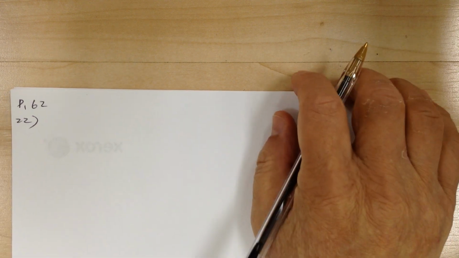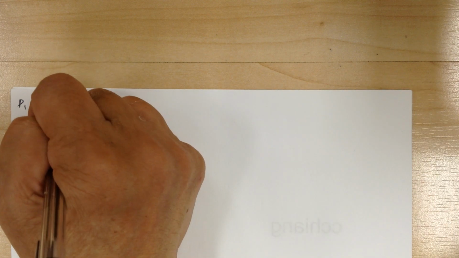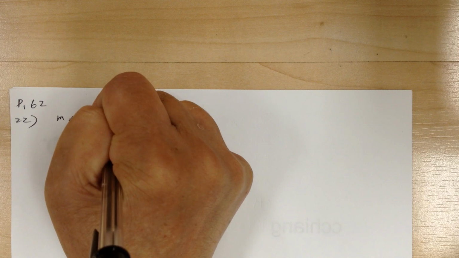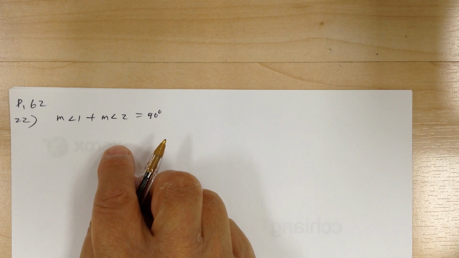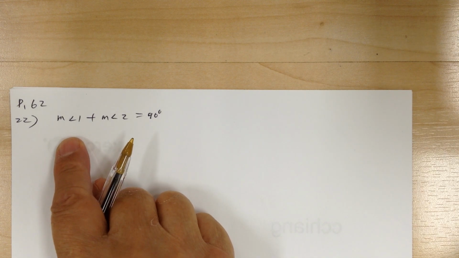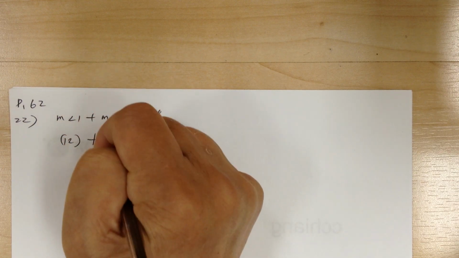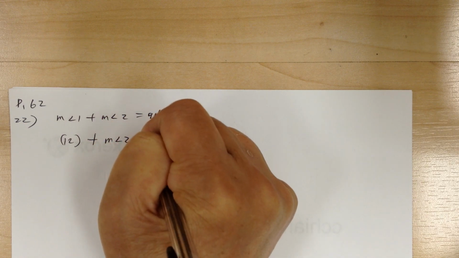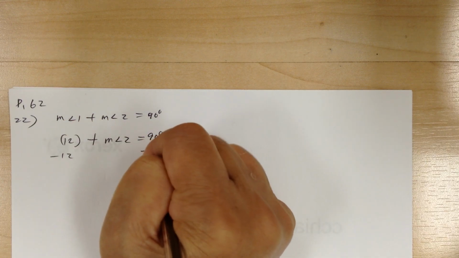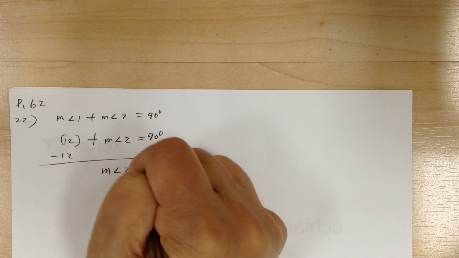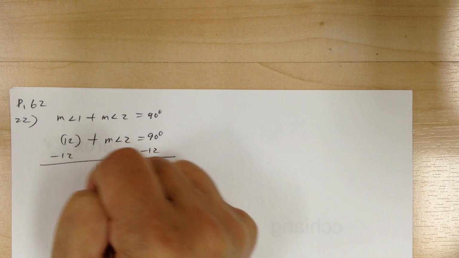Okay, number 22. It says angle 1 and angle 2 are complementary angles. So right away, the measure of angle 1 plus the measure of angle 2 equals 90 degrees. So that's what it means. You have to know the definition of complementary angles. For number 22, the measure of angle 1 equals 12. So you substitute, and you're looking for the measure of angle 2. Whatever you substitute, put in parentheses, and then you minus 12 on either side. So the measure of angle 2 equals 78 degrees, and that would be your answer.